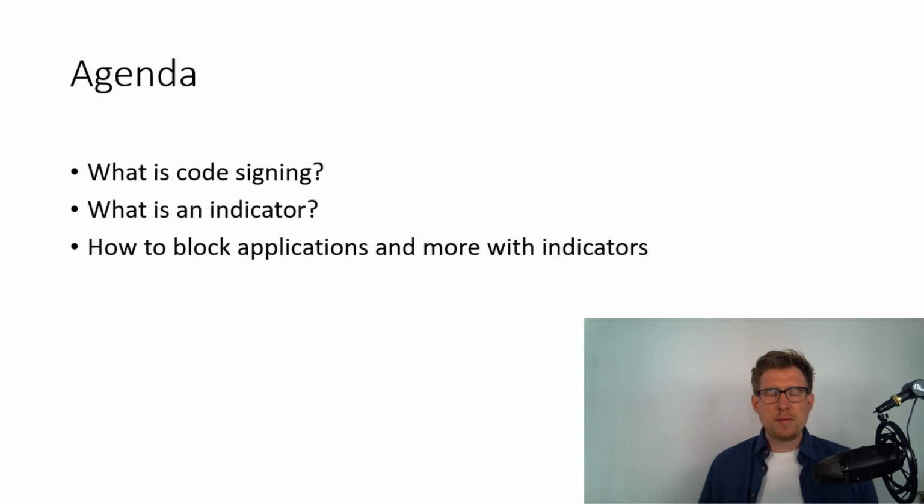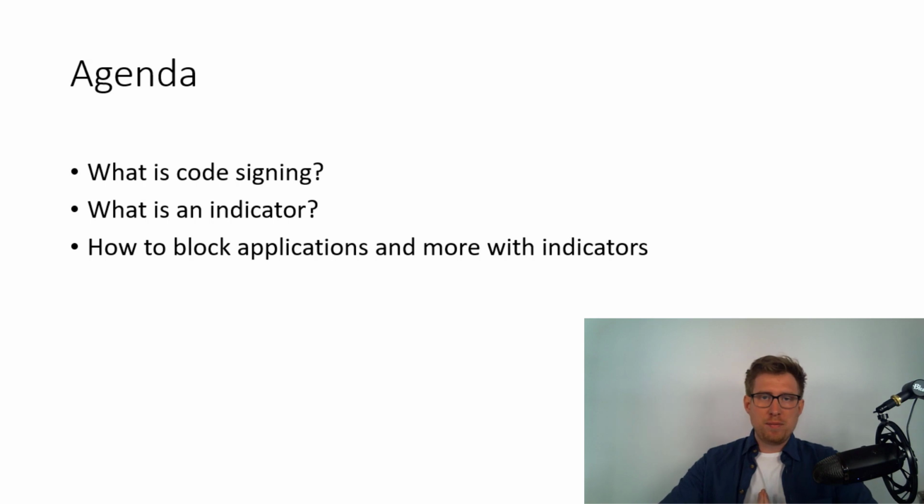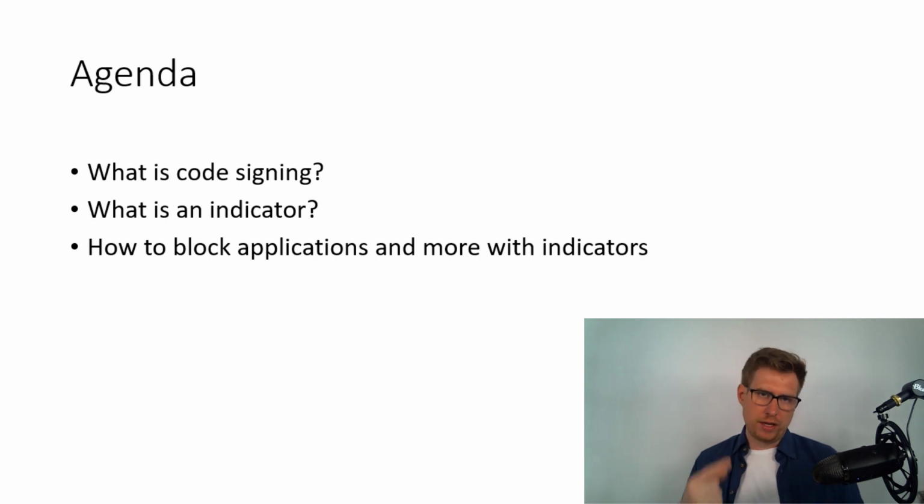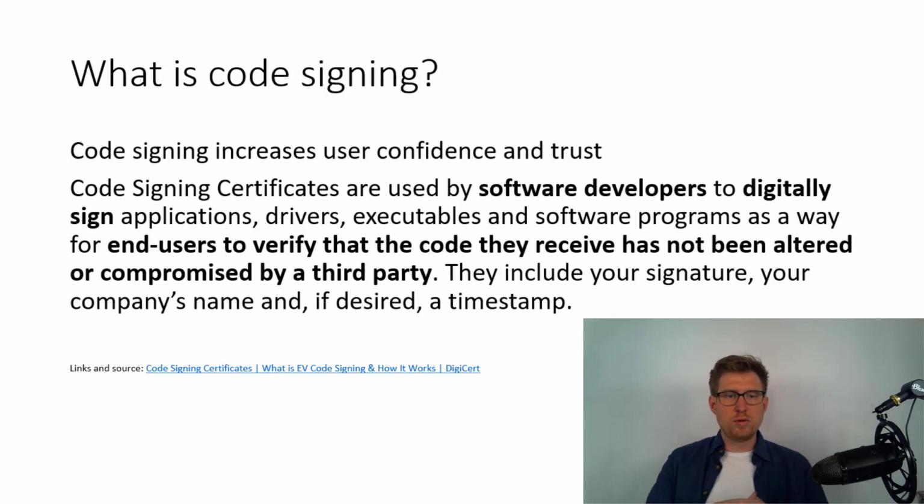Okay, so first off, I'm going to talk about the agenda. In this video, I'm going to talk about Microsoft Defender for Endpoint and indicators, and I'm going to focus on certificates, code sign certificates. So the first point is going to be what is code signing, what is an indicator, and then I'm going to show you in practice how to block applications and more with indicators.